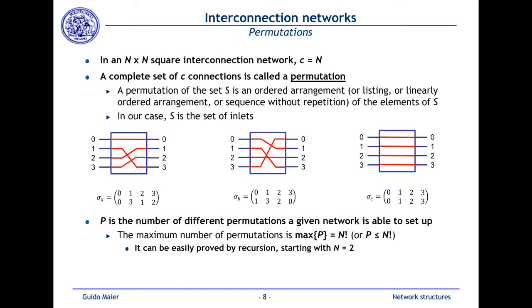Let's say that it's a simple recursive procedure. If you start with the simplest possible squared interconnection network, that is the 2x2 interconnection network with n equal to 2, you have inlets 0 and 1, outlets 0 and 1. The permutations that you can set up are just 2. No other possible permutation. So here P is equal to 2, that is equal to n.